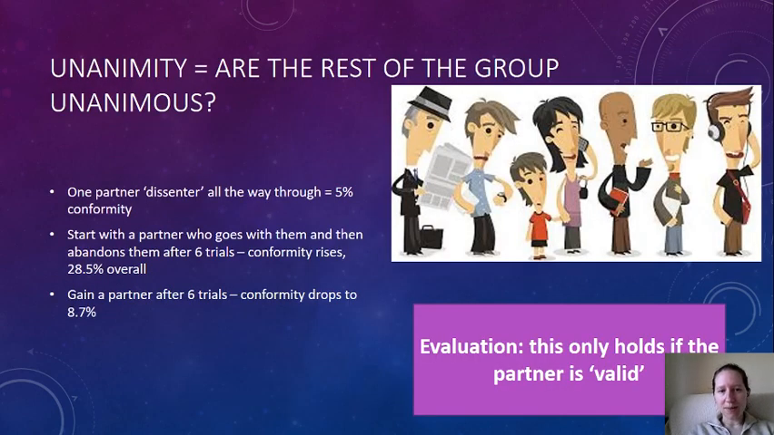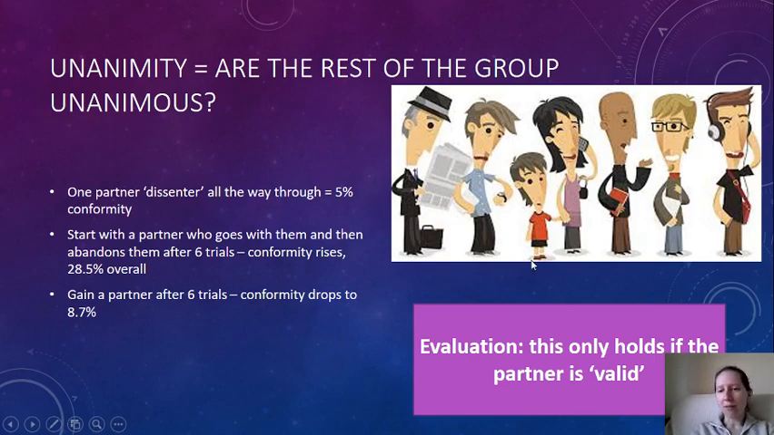Let's move on. Unanimity. Are the rest of the group unanimous? Remember we talked about unanimous last week as meaning everyone else gives the same answer. That would be when the group is unanimous. So Asch looked at what happens if the rest of the group isn't unanimous. Do people still conform? So I've put this line of people here just to give you a visual idea. Let's imagine there's 7 people here. Let's imagine these are our participants.